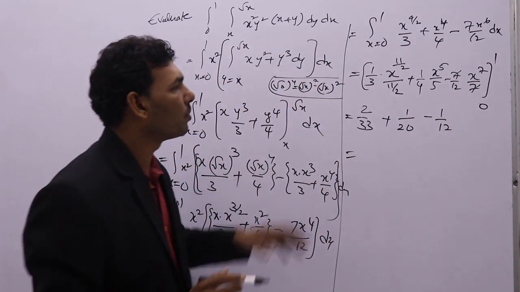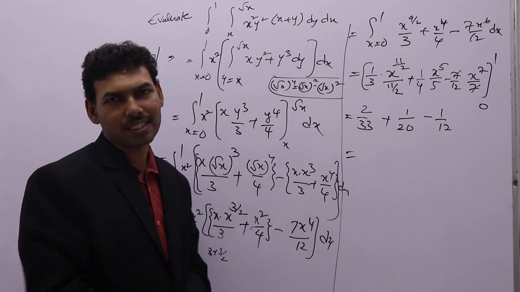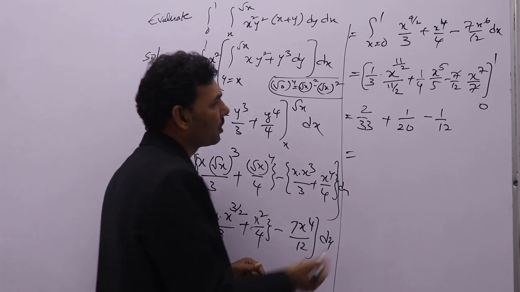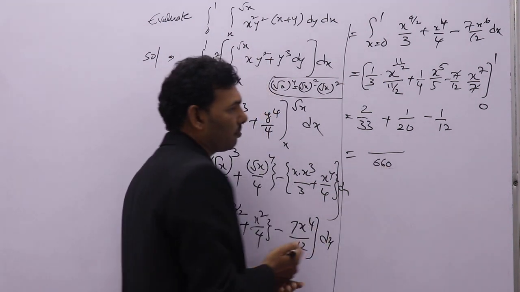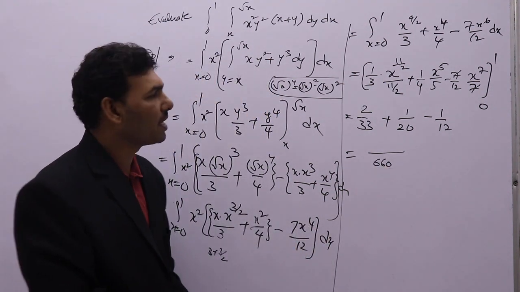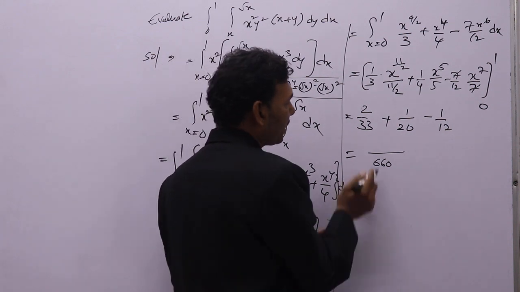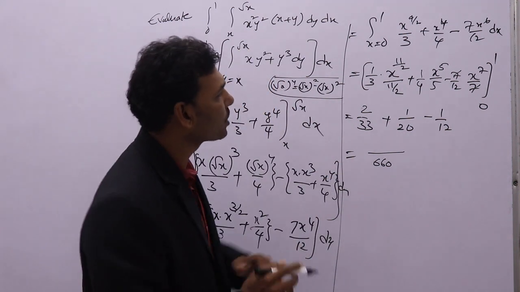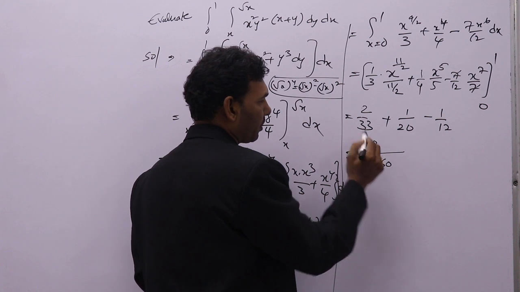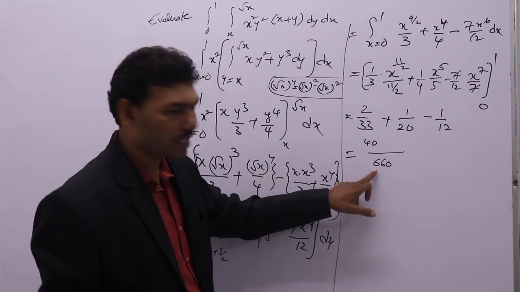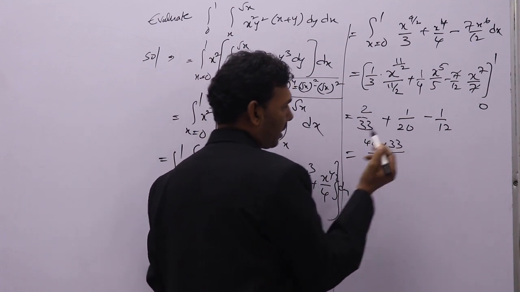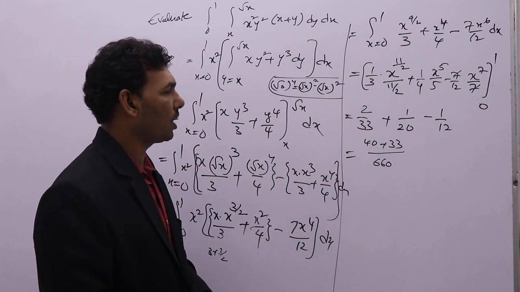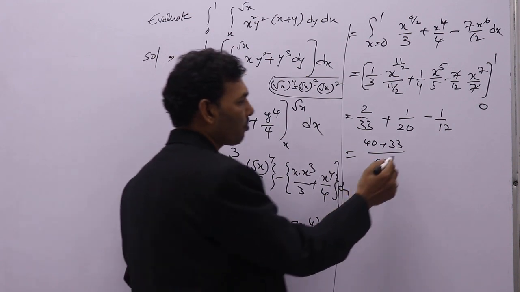Now we need to simplify this by taking the LCM. If you take the LCM, 2 3s are 6, 660 will be the LCM. Then what will you get? 33 into 20, 2 2s are 40. 20 into 33 you will get 660. So you will have 33 here. Now divide this one by 12 so that you get the value which you need to subtract here.